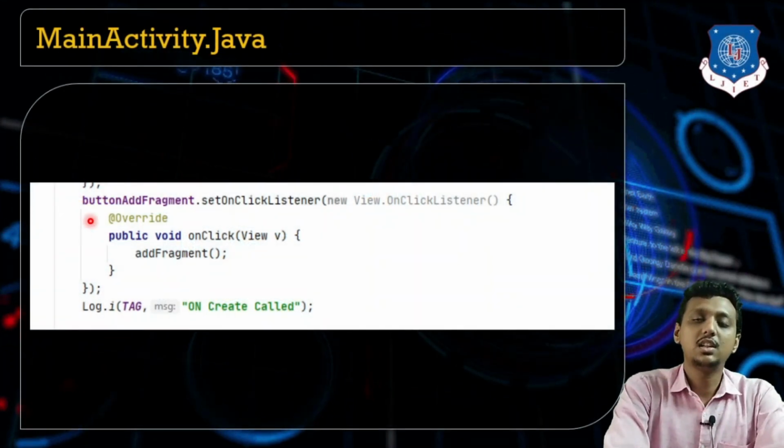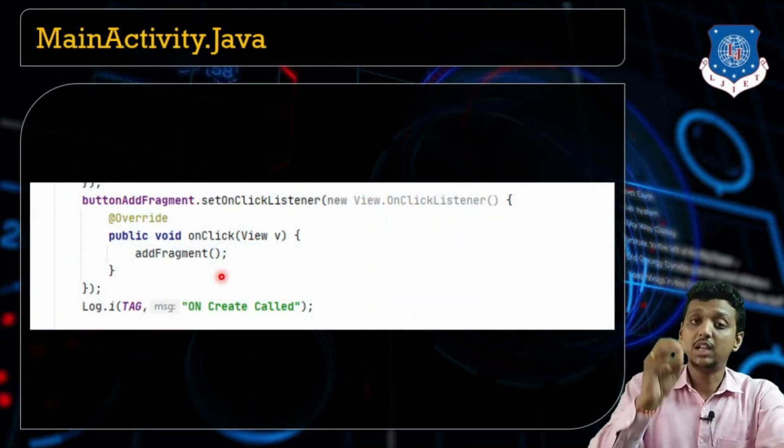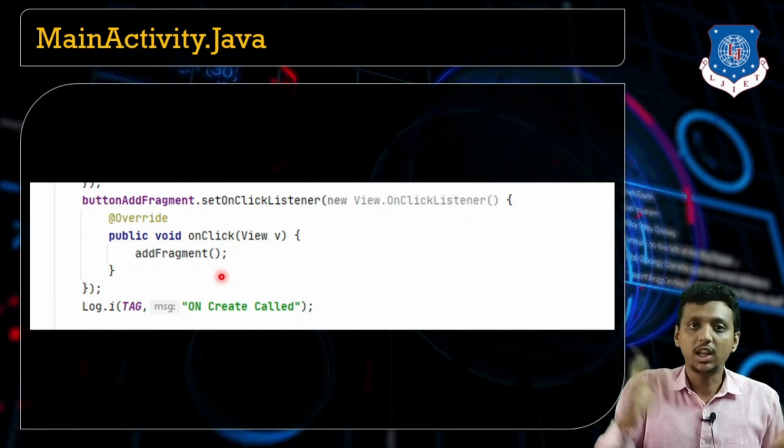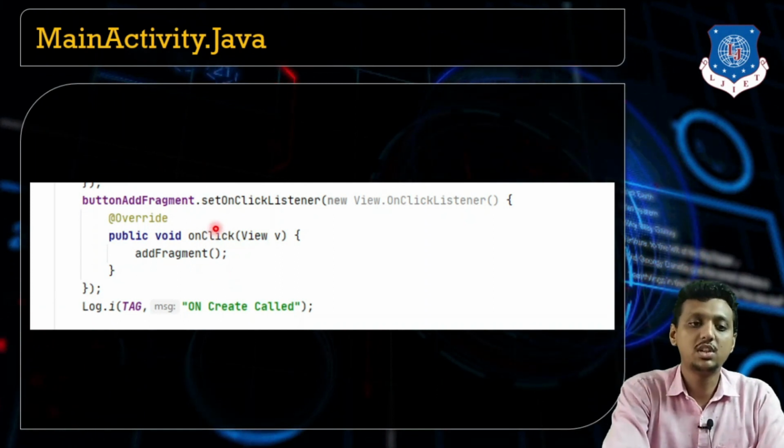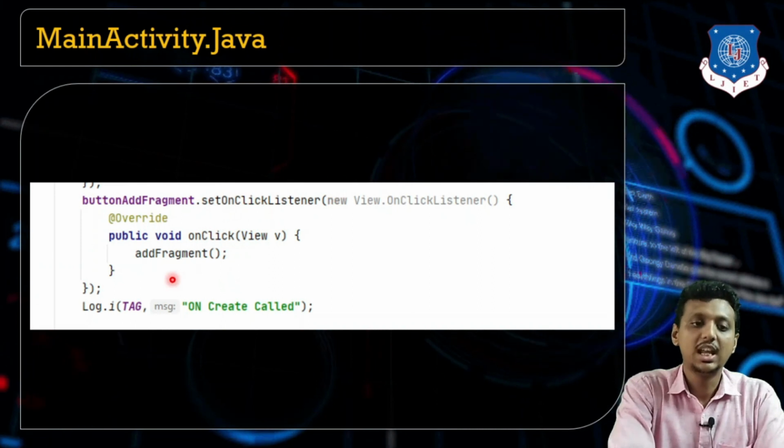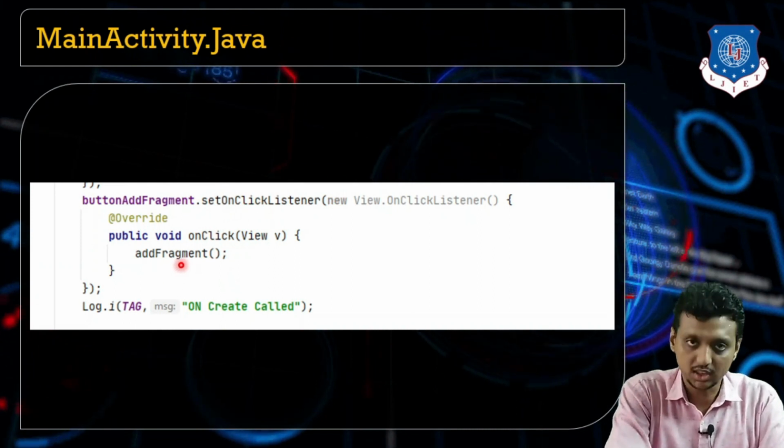See, this is a button. That means whenever we try to click on the add, what happens? We have already seen this. You just need to set on click listener over the button and call the add fragment method.